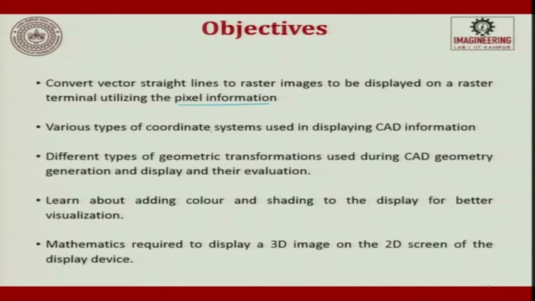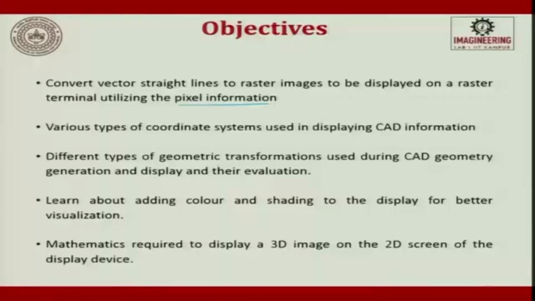Then various types of coordinate system, as I told you earlier, world coordinate system, user coordinate system, right hand system, left hand system. Then different types of geometric transformation, when we are trying to move an object, when you are trying to mirror an object, when you are trying to scale an object. So, scale can be uplifting, like multiplying it 2 times, 10 times, or it can be reducing it. So, when do we reduce?